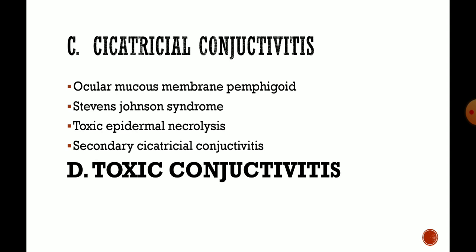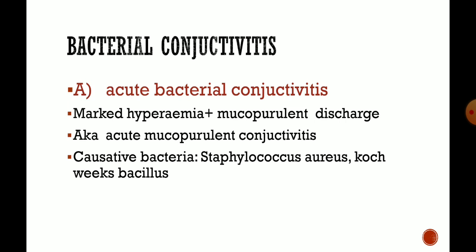Cicatricial conjunctivitis is seen in Stevens-Johnson syndrome, toxic epidermal necrolysis. Another one is toxic conjunctivitis. So here we have different types of conjunctivitis: infective, allergic, cicatricial, toxic. Infective itself we have a lot to learn. We will start with bacterial conjunctivitis.